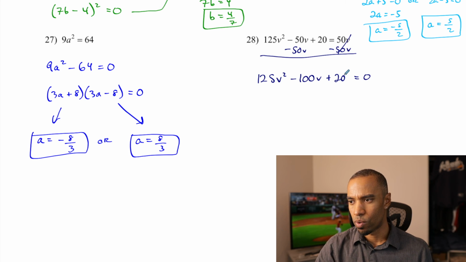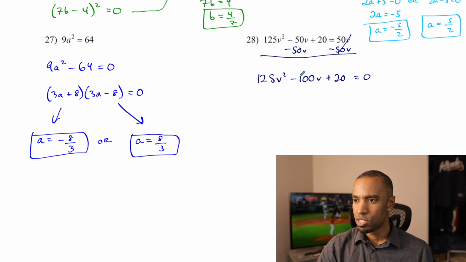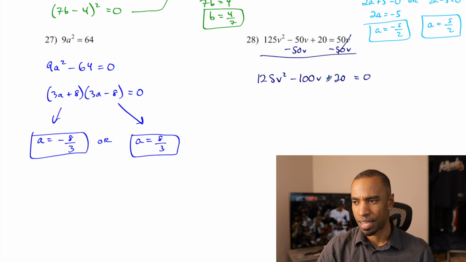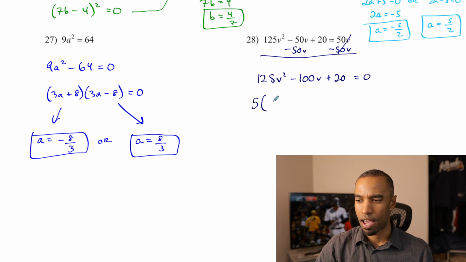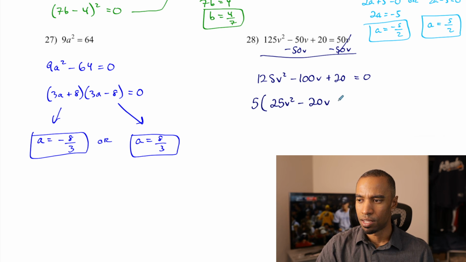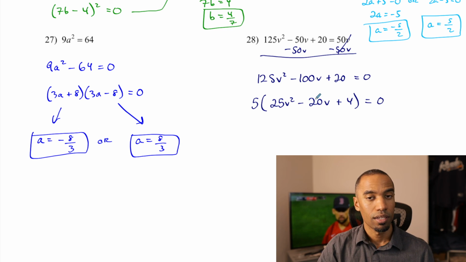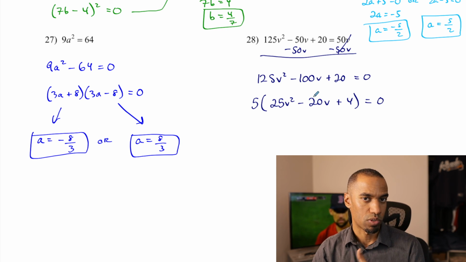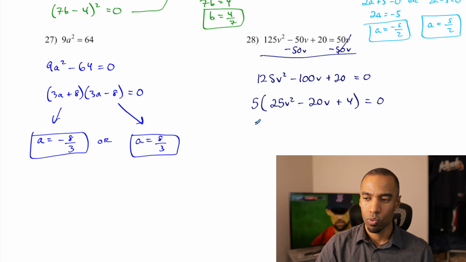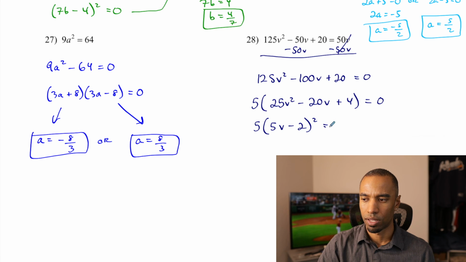I don't see perfect squares here, but that might mean we're looking at common factors, and I believe we are. These can factor out of 25, but 20 can't. I could probably factor a 5 out of these at most. So I factor 5 out, I get 25v squared minus 20v plus 4 equals 0. All right, that's more like it. 25 is 5 squared, 4 is 2 squared. 20 is double the product of 5 and 2. 5 times 2 is 10, doubled is 20. Or negative 20 there means that we'll have 5v minus 2 quantity squared, like that.